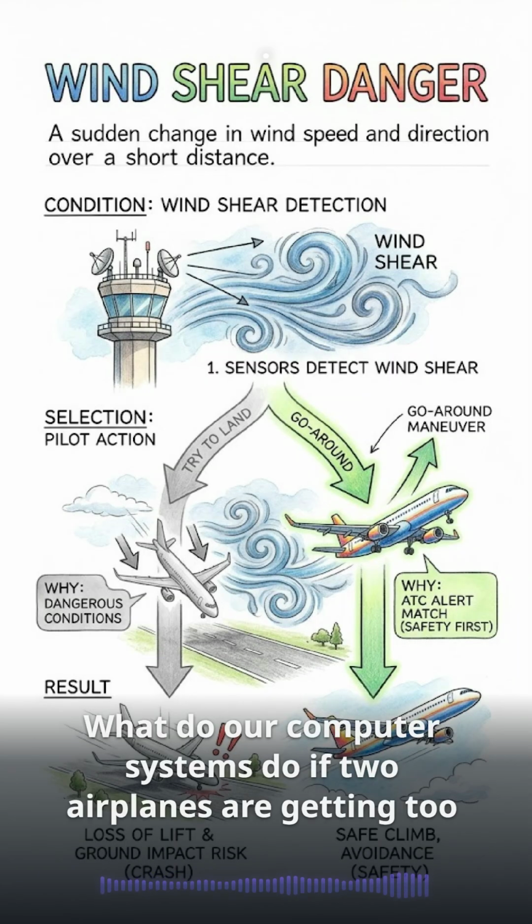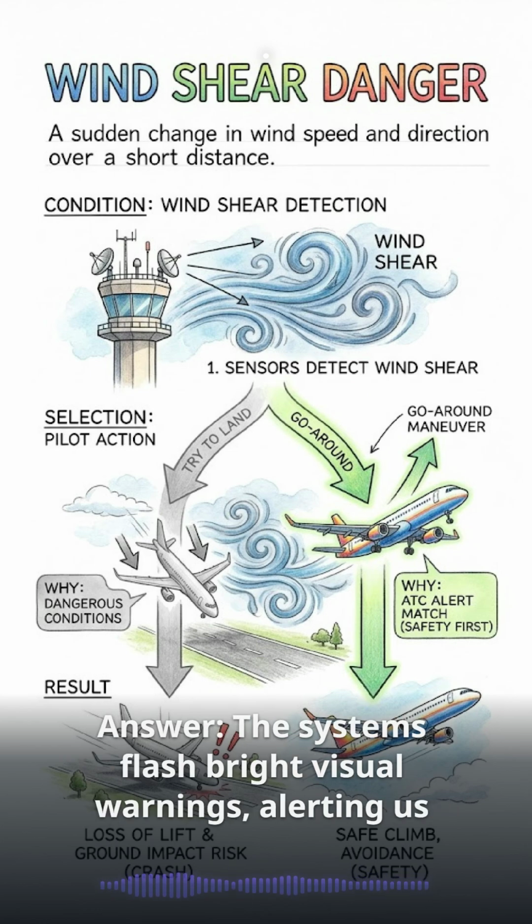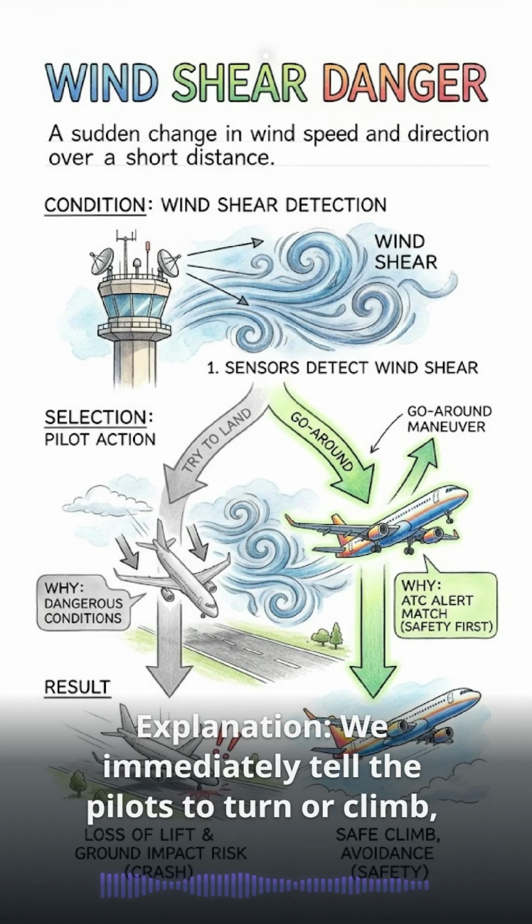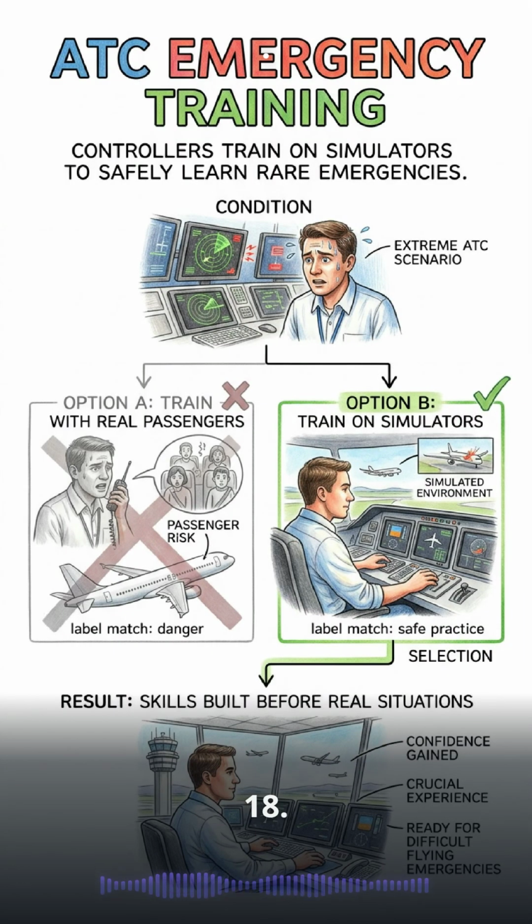17. What do our computer systems do if two airplanes are getting too close to each other? The systems flash bright visual warnings, alerting us quickly to a potential crash in flight today. We immediately tell the pilots to turn or climb, restoring a safe distance between them quickly.